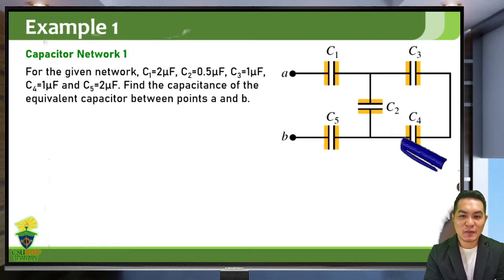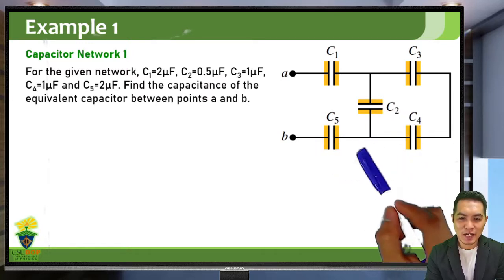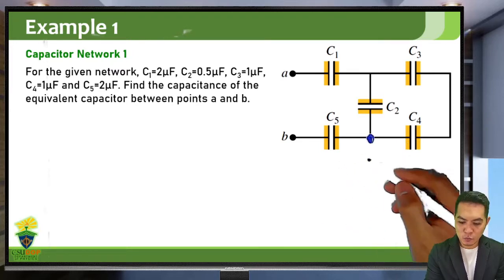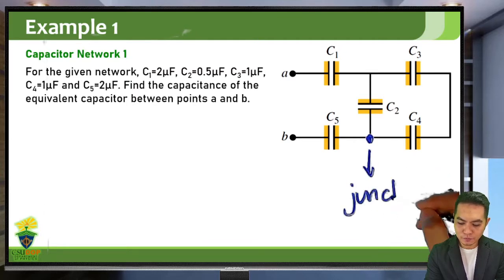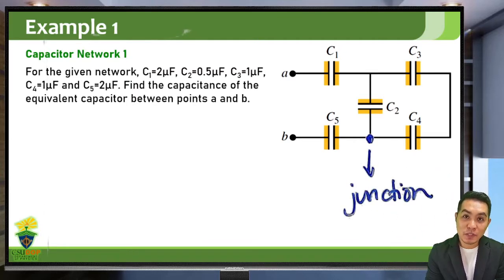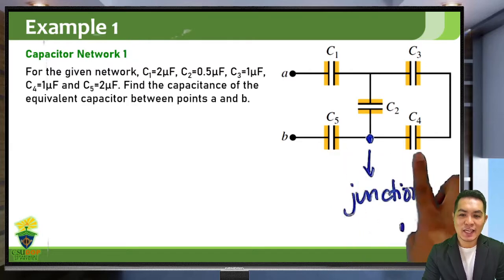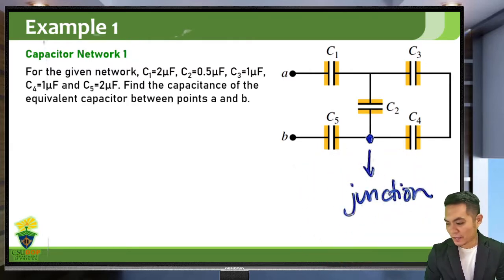For C5 and C4, again, this is not a series connection because there's a junction here. This node here is what we call a junction. A junction is not a property of a series connection; a junction is a property of a parallel connection. Parallel connections have junctions, but series connections don't. So C4 and C5 don't have a series connection.